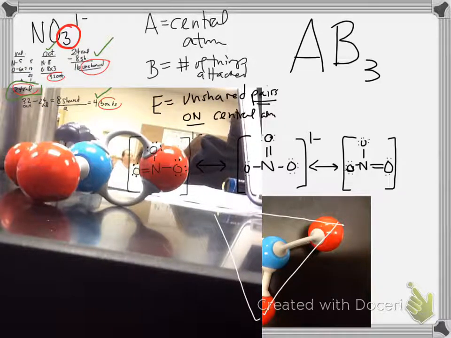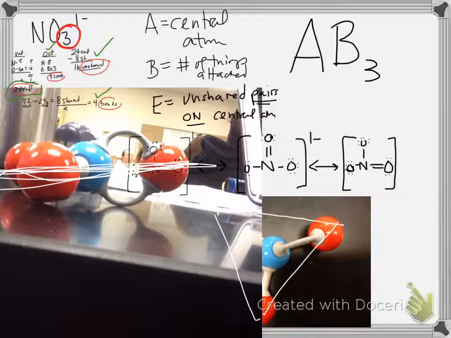You can see that these are all in one plane. It's sort of three-dimensional, but they're all on the same plane. None of them are pushed down. It's not forming a pyramid. So what kind of geometry would that be? Trigonal planar.